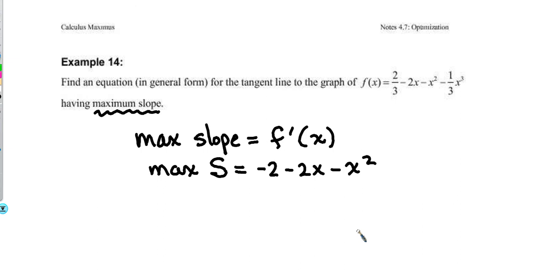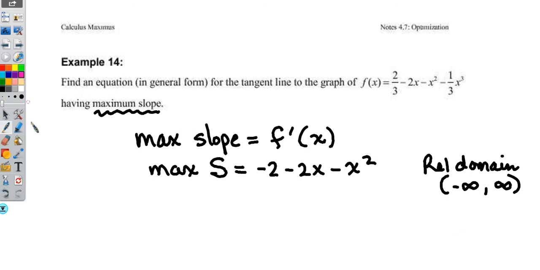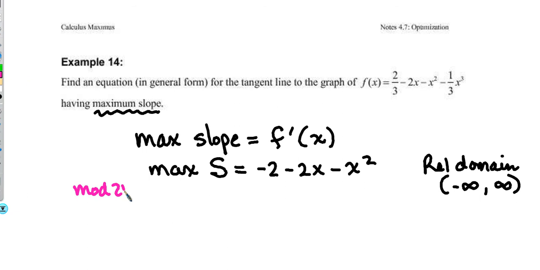Now, in terms of my relevant domain, really, this is a continuous polynomial, any x is allowed, so my relevant domain is really minus infinity to infinity. Now, I'm definitely going to be looking for modified first or modified second. I think let's go ahead and do a modified second on this. And I'll leave you to do the actual work.